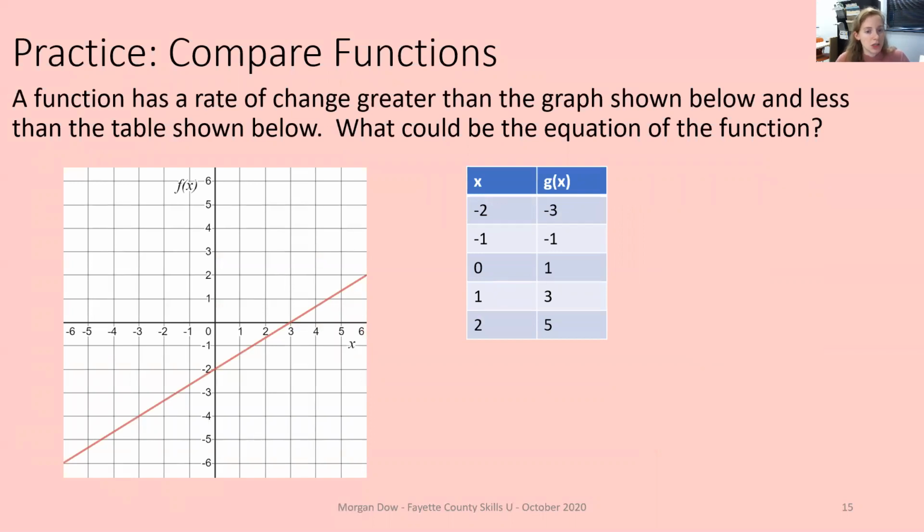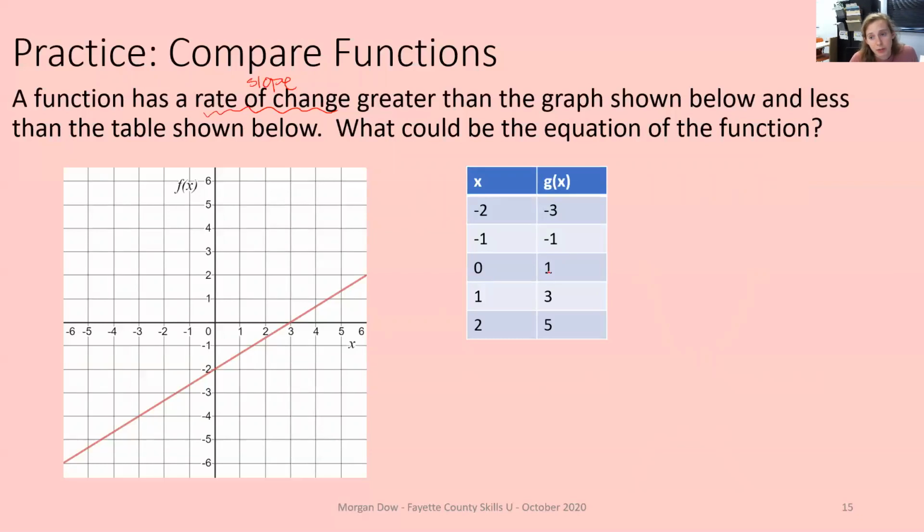A function has a rate of change greater than the graph shown below and less than the table shown below. What could be the equation of the function? Okay, so in this situation, we have a mystery function. And all we know about it is its rate of change, or its slope, is greater than the slope we see on the graph, and it's less than the slope we see in the table. And we're going to use that information to help us invent an equation for this function.